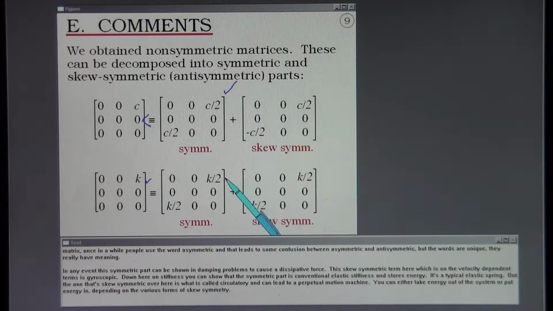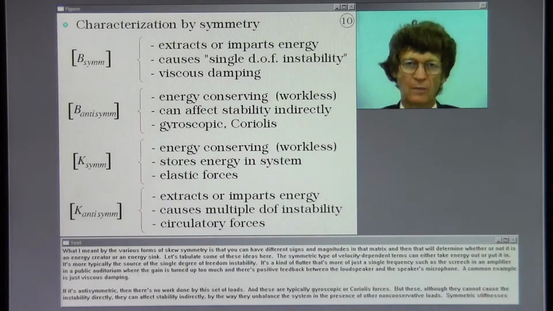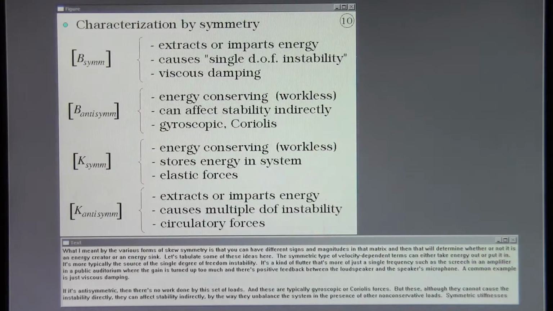But the one that's skew symmetric over here is what is called circulatory and can lead to a perpetual motion machine. You can either take energy out of the system or put energy in, depending on the various forms of skew symmetry. What I meant by the various forms of skew symmetry is that you can have different signs and magnitudes in that matrix, and then that will determine whether or not it is an energy creator or an energy sink.